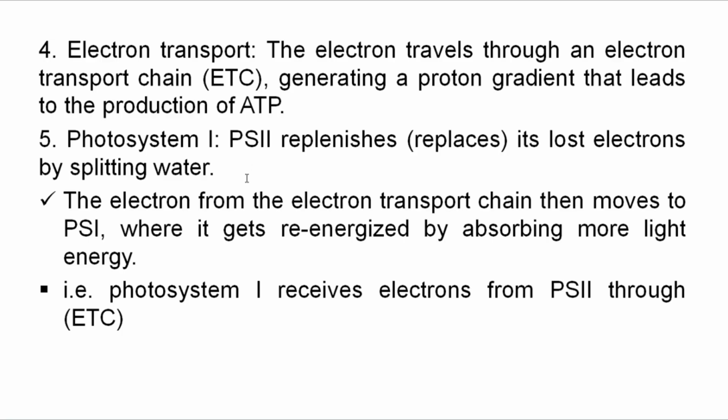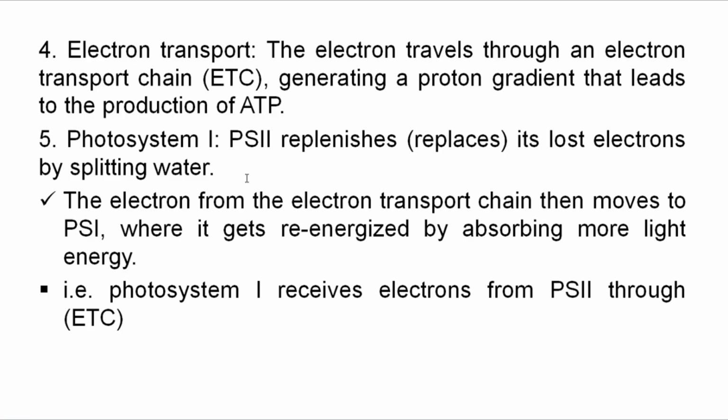Then fifth, photosystem 1. Photosystem 2 replaces its lost electrons by splitting water. Yes, so photosystem 2 became excited. Then it should return back to the ground state. How does it replace its lost electron? This photosystem 2 replaces its lost electrons by splitting water.